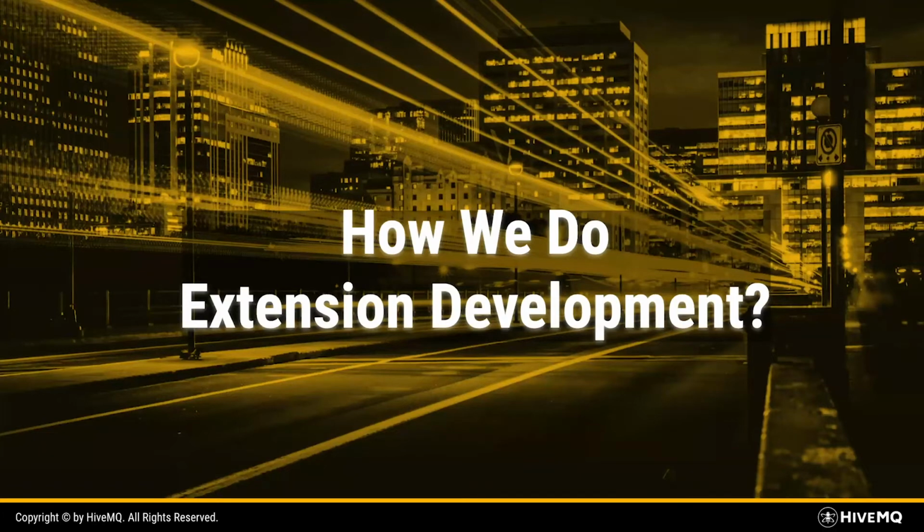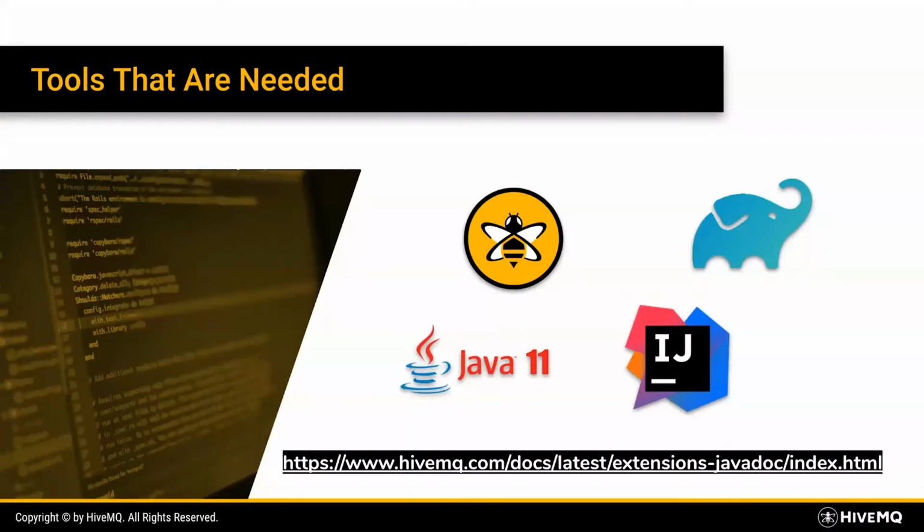Now let's go a little bit more into detail on how we do extension development. So what tools are needed for this? First, you need a HiveMQ broker, ideally locally installed on your PC. You need Java 11, you need Gradle as a build tool, and an IDE like IntelliJ or Eclipse would be very nice. In addition to this, we also have our Java docs available. You can find them at the link described here at the bottom of the slide.